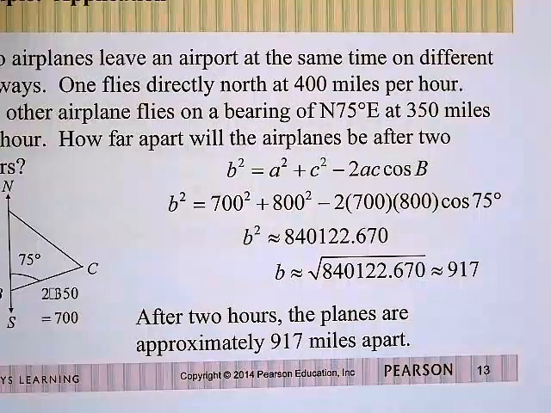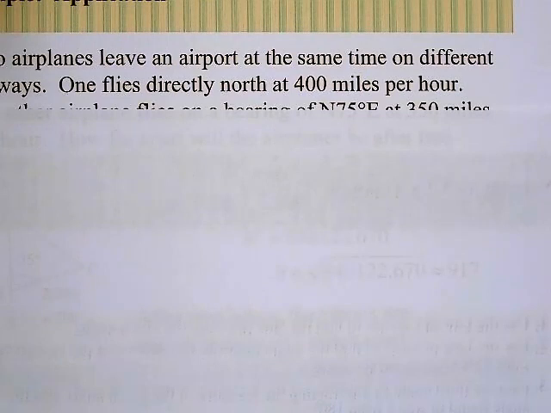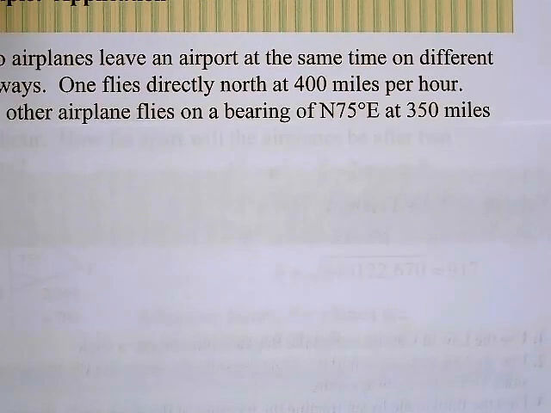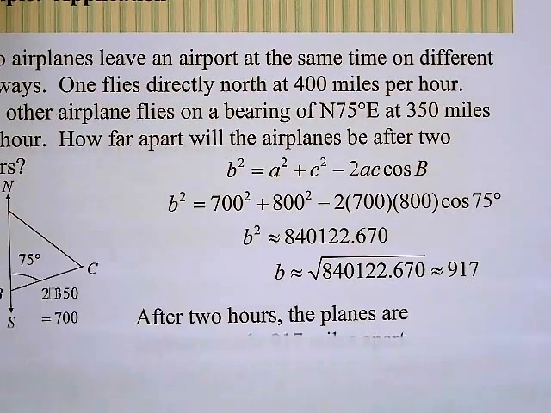An application problem. Two airplanes leave an airport at the same time on different runways. One flies directly north, 400 miles per hour. The other plane flies on a bearing of north 75 degrees east at 350 miles per hour. How far apart will the planes be in 2 hours?